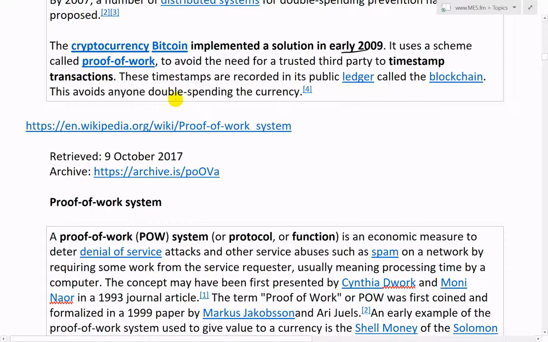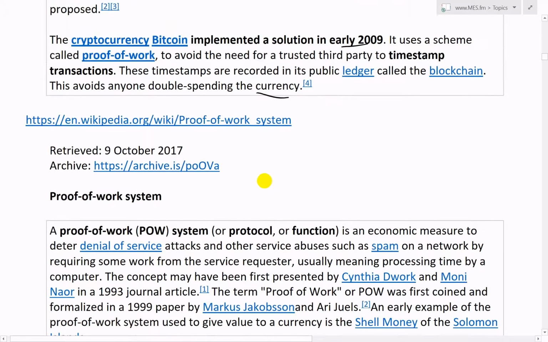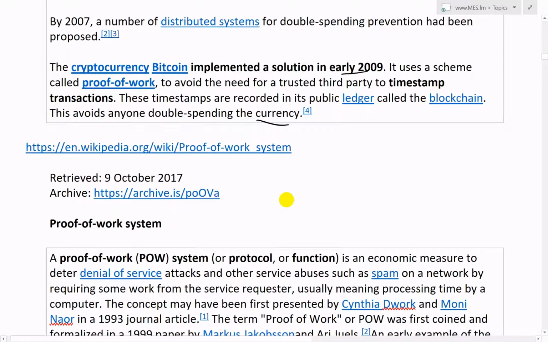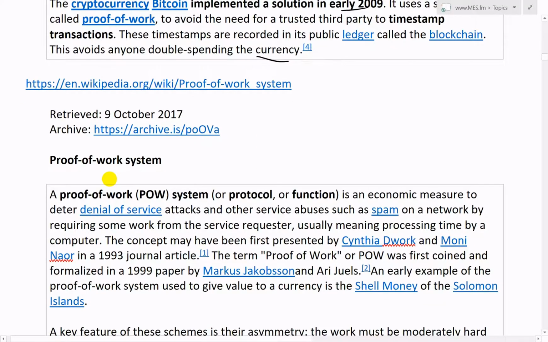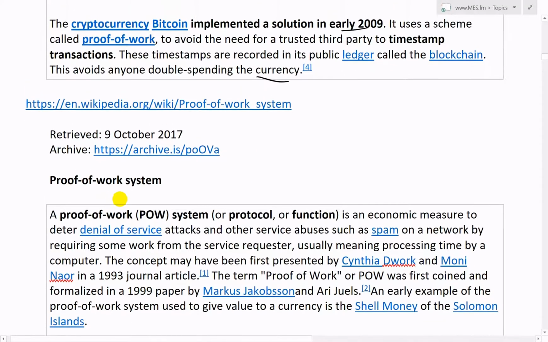This avoids anyone double spending the currency because you need to basically prove that you have done the work by going all the way back to each block and then going through a bunch of mathematical CPU computations and so on, which is not easy to do, as I will explain.